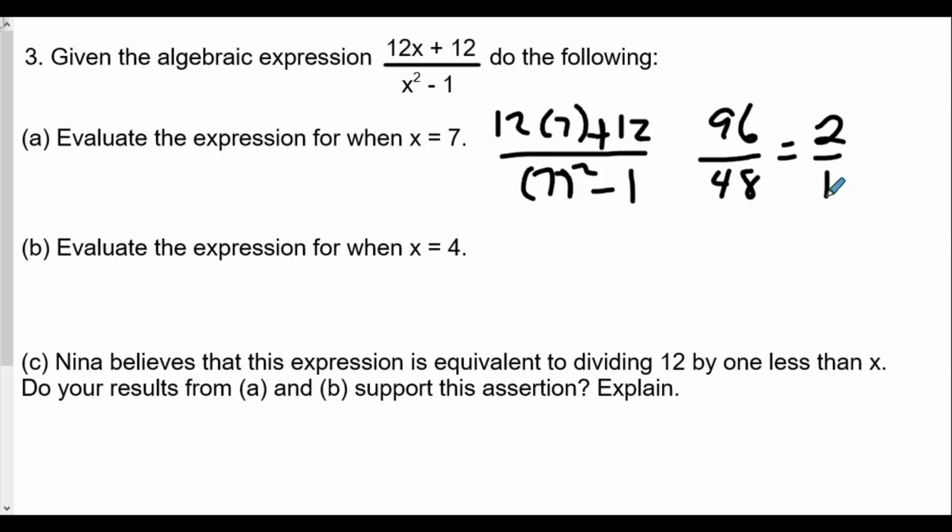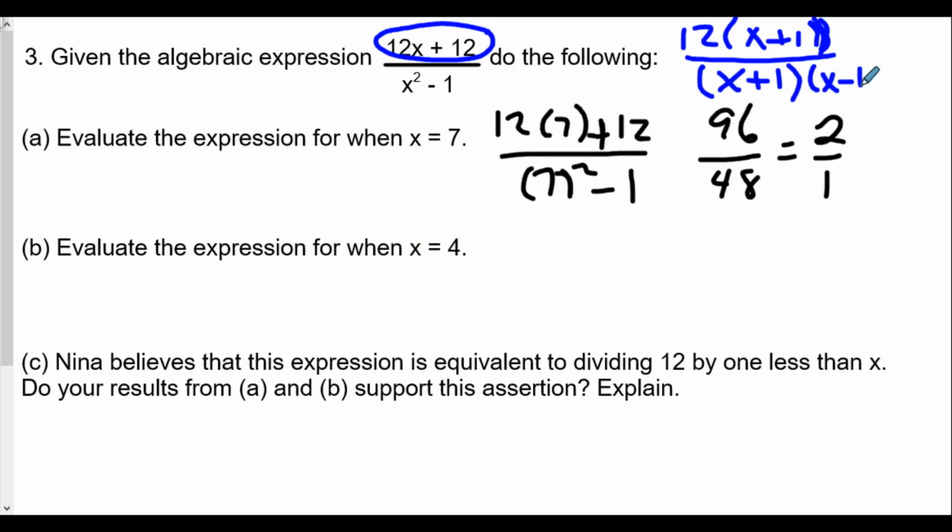Now, is there another way to do this? We can plug in, not a big deal. But one of the things we can also do is factor, okay? The greatest common factor for our numerator here would be 12. We'd have 12 times x plus 1. So this is kind of a reverse distribution, okay? As we multiply 12 times x plus 1, we would get 12x plus 12. And if you factor x squared minus 1, we would get x plus 1 times x minus 1.